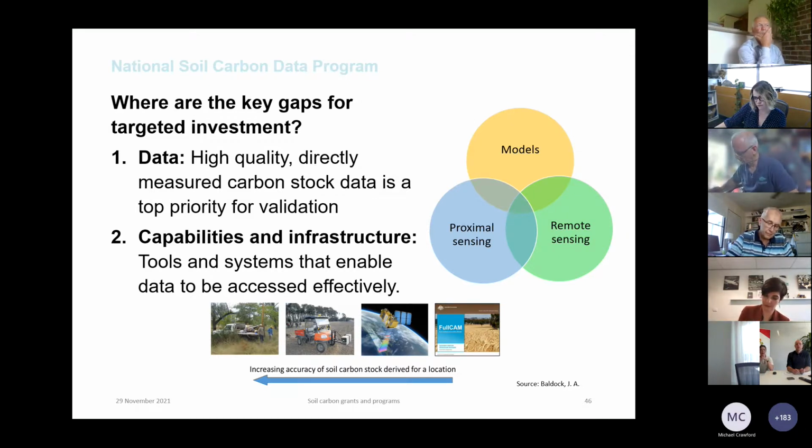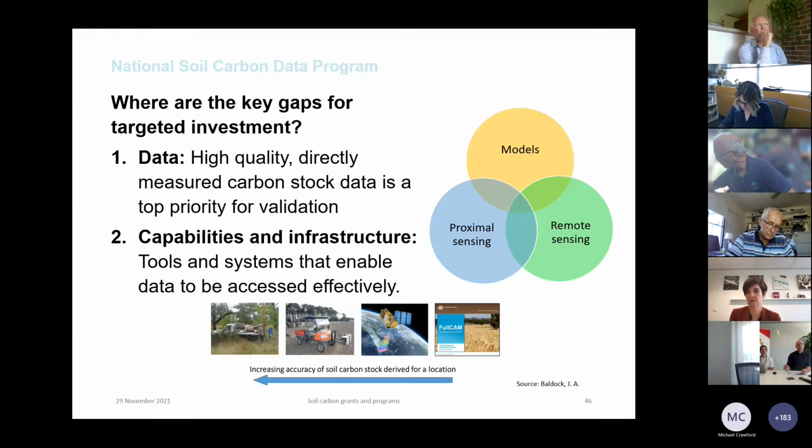For us, the priority in this program is delivering and making available high quality, directly measured carbon stock data that can be used to test the relative performance of those estimates that don't require physical sampling. So that's our priority there. From next year, we'll be looking more closely at the capabilities and infrastructure.